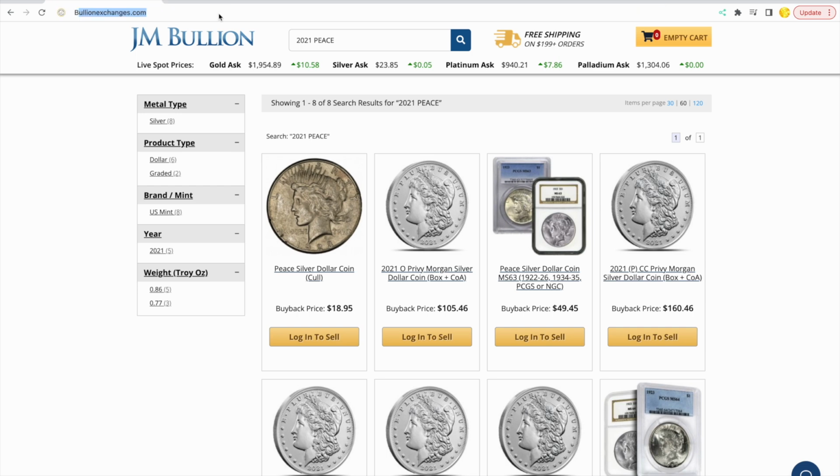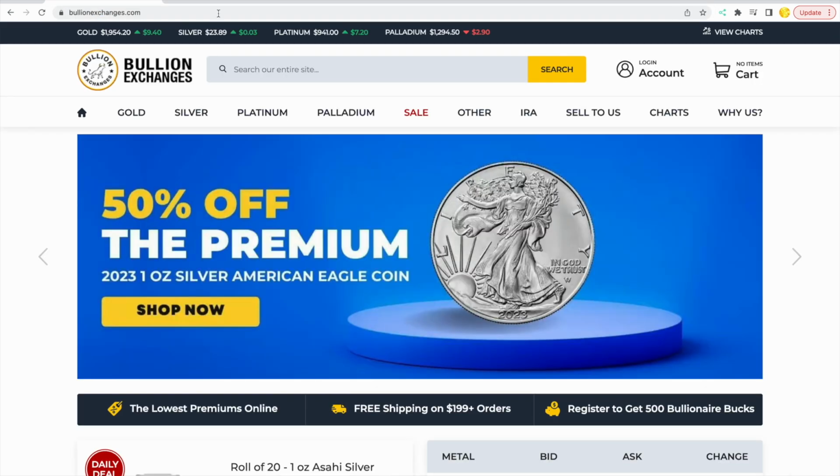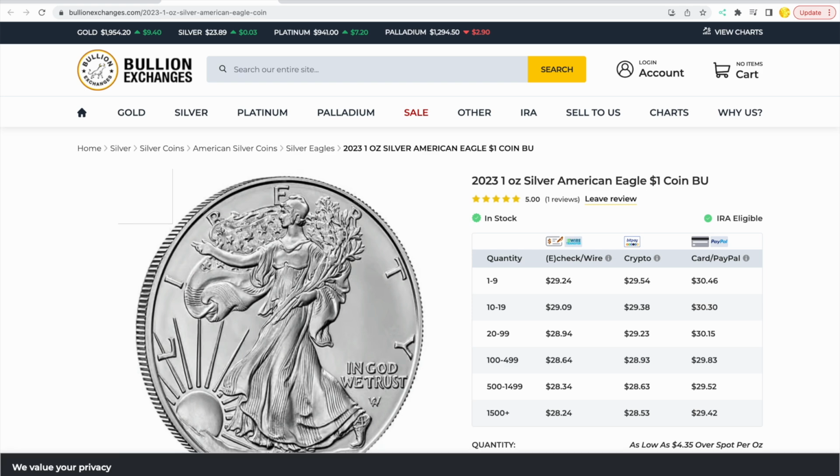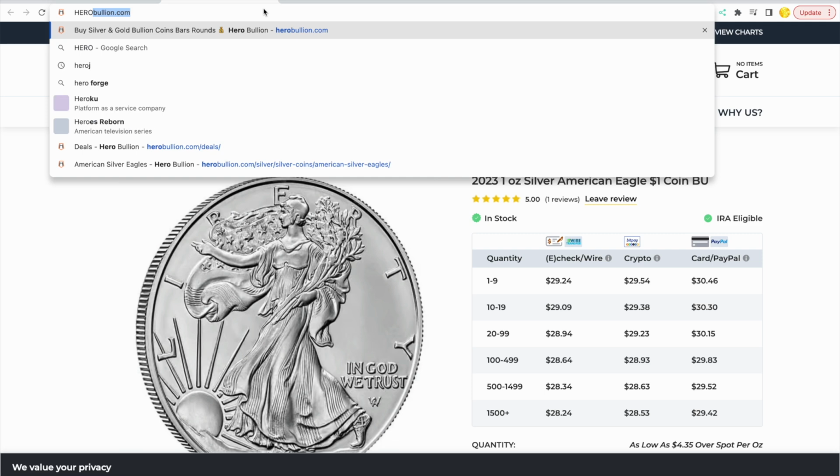Let's go to bullion exchanges. Let's just see what's up over there. 50% off the premium. Yeah, we know Eagles are crashing. I could have got Eagles at 27.25 on the pre-market the other day. All right, and here you can get 100 at 28.64, and you may see that go, and you probably want a tube, so 28.94. I think they were a little cheaper on Hero.